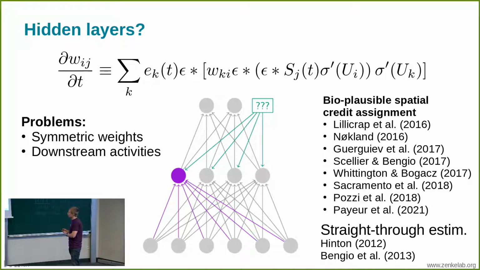And there's a bunch of follow-up papers, and I won't go into much detail here. And the other thing is, of course, the downstream activities. And there's actually a trick that's been used in machine learning. It's called the straight-through estimator, which is basically a fancy name for saying we're going to set this to 1. But if you do this, then of course all these interdependencies go away and all your problems go away.